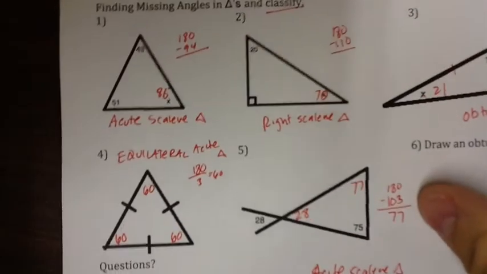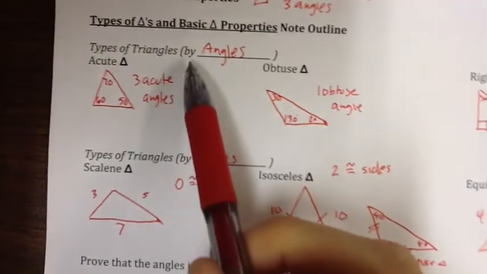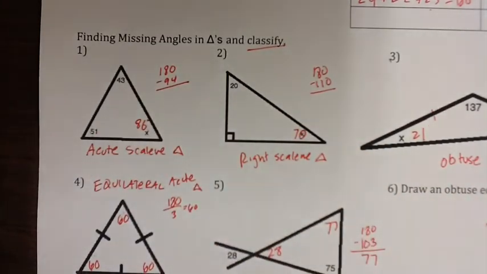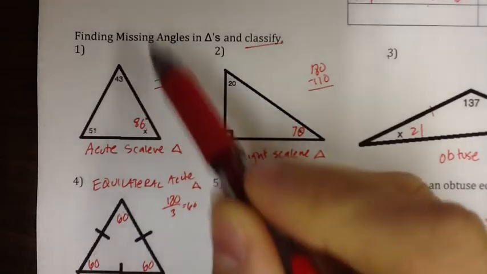Okay, that's it for today. Pretty short lesson. The big idea is just naming triangles by their angles and by their sides, and that all the angles in a triangle always add up to 180. Those are two ideas.